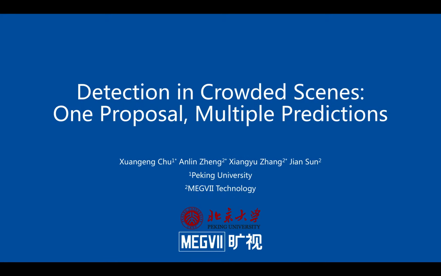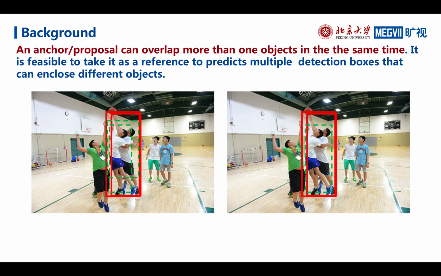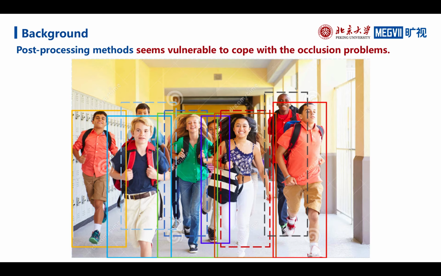Detecting objects in crowded scenarios is of great practical value, and in this work we propose a simple framework to address such a problem. Let's take a look at the details of our work. An anchor proposal can overlap more than one object at the same time. It is feasible to take it as a reference to predict multiple detection boxes that can include different objects.